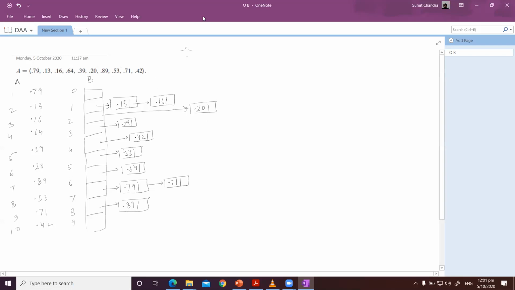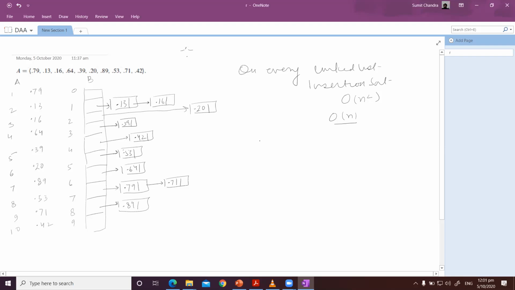Okay, now what we'll do is on every linked list, we are going to apply insertion sort. Now the question is that when the complexity of insertion sort is order of n square, how are we going to achieve order of n? So it is a simple method.